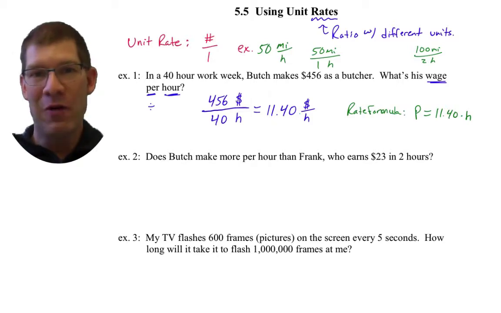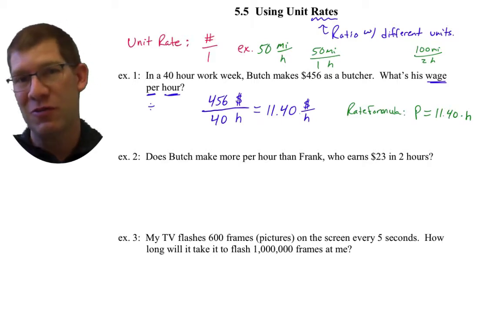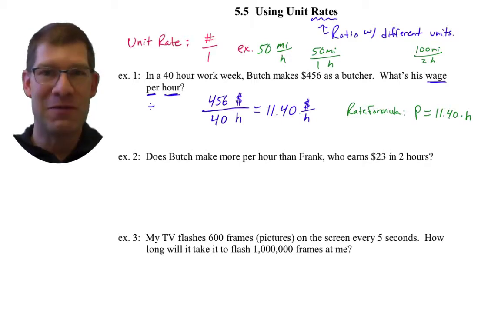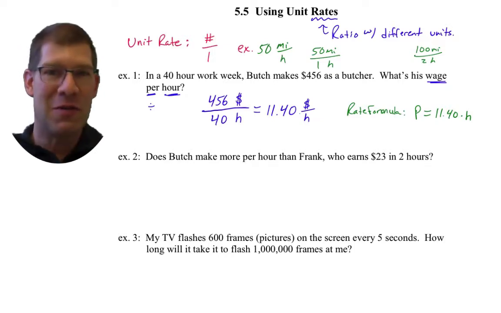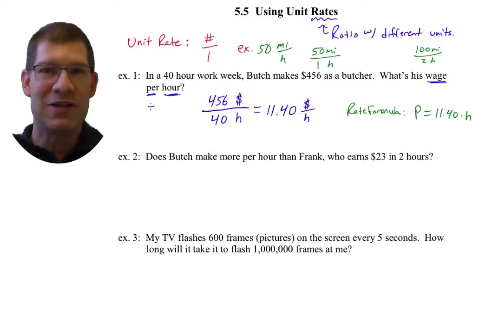Because if you only worked 1 hour, it'd be 11.40 times 1. If you worked 2 hours, it'd be 11.40 times 2. If you worked 5 hours, 11.40 times 5. Hopefully that kind of logically makes sense, that the pay per hour times the number of hours gives you how much money he is going to make.